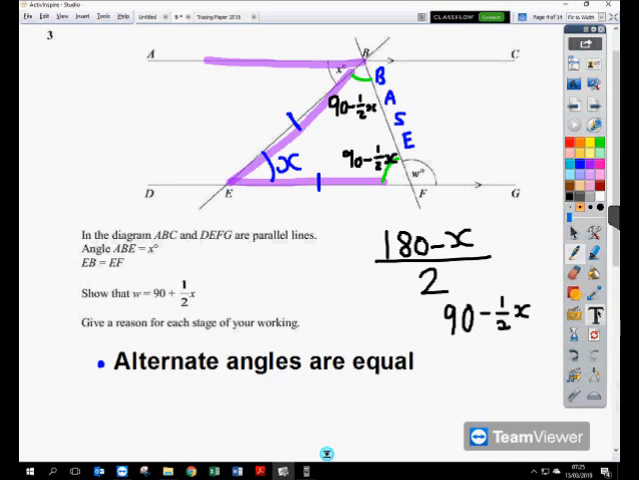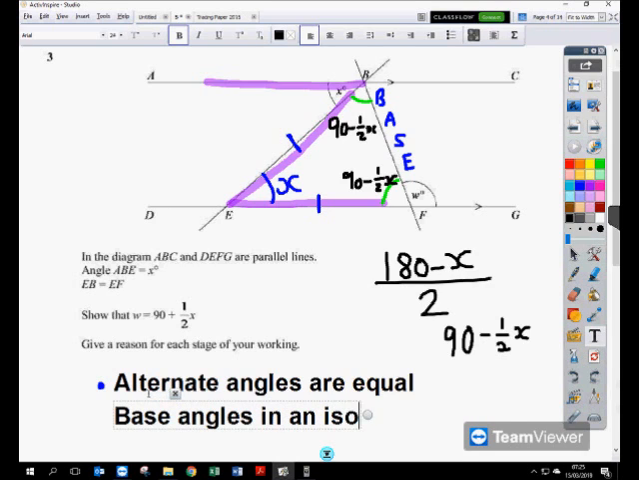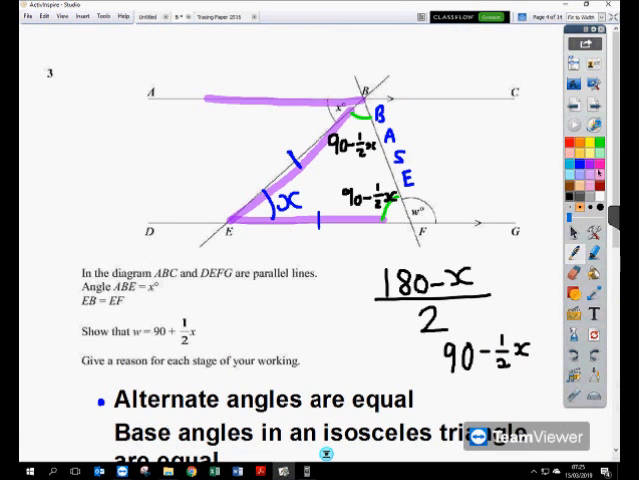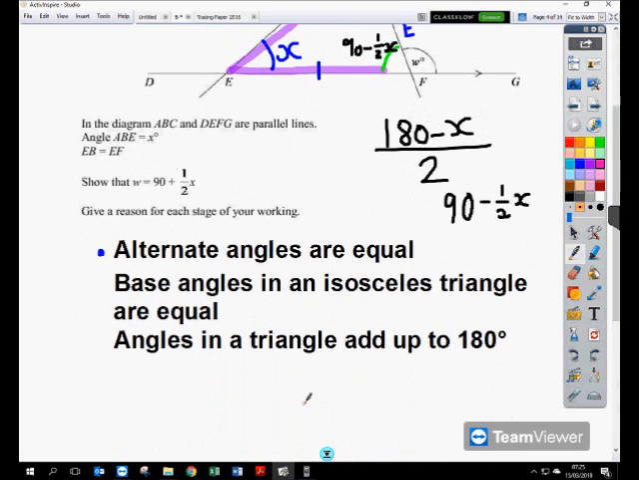Okay, now I just need to bullet point my reasons as I'm going down, or just state the reasons, list the reasons. So we've used base angles in an isosceles triangle are equal. I've also used angles in a triangle add up to 180 degrees. Okay, and if I want to work out angle W now, well, W and 90 minus half X are on a straight line, and angles on a straight line add up to 180 degrees. So if I want to work out W, do 180 subtract the angle next to it.